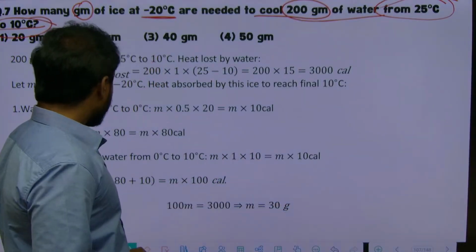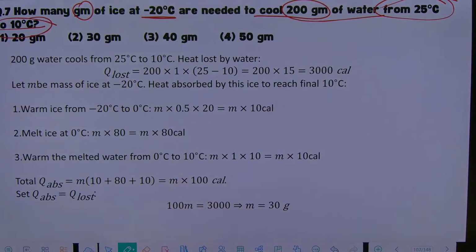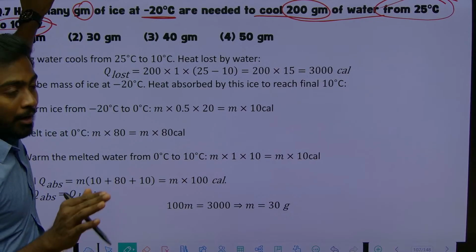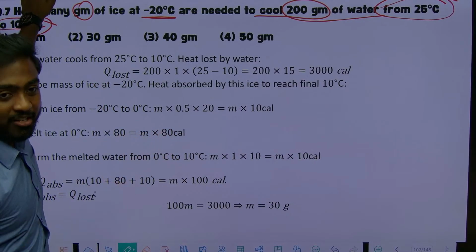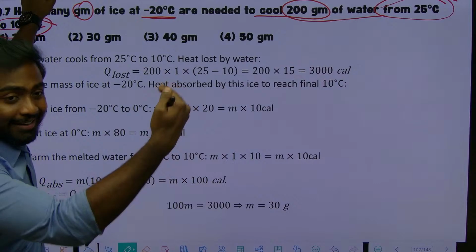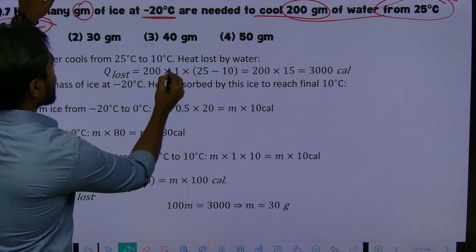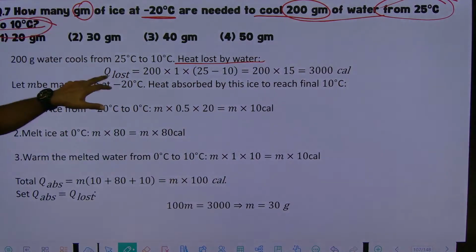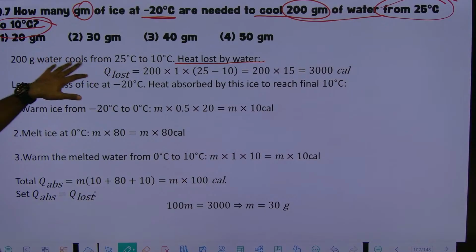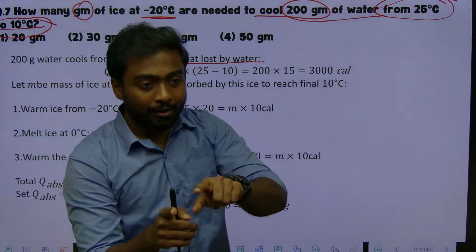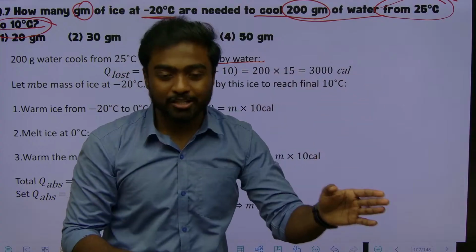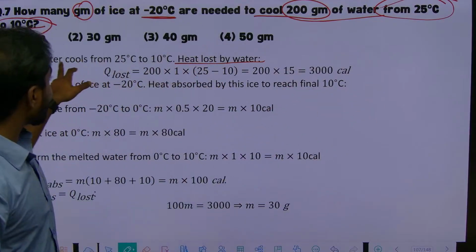Okay, fine. 200 gram of water we have taken, from 25 degree to 10 degree Celsius. We need to cool it. In the sense, heat is getting lost. So heat lost. Is there anything like the state has been changed? No. The state remains constant.